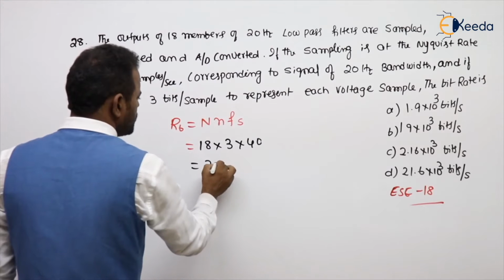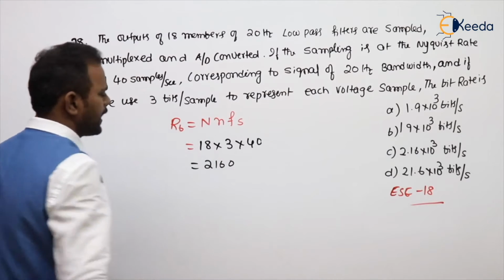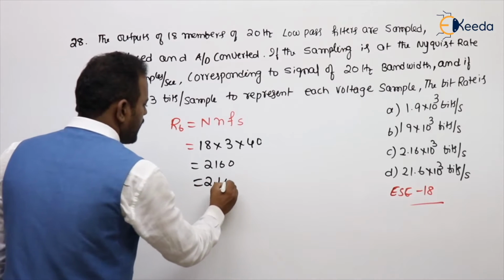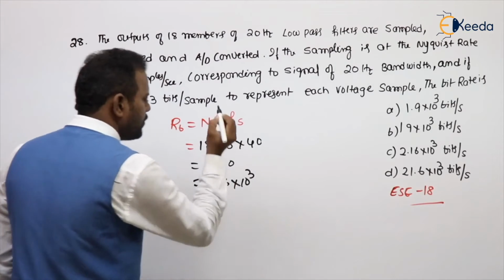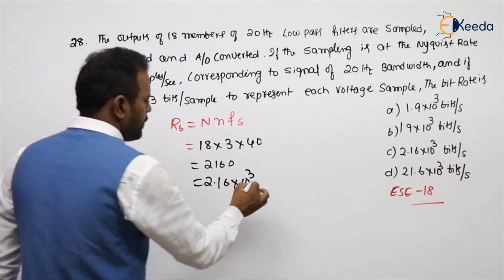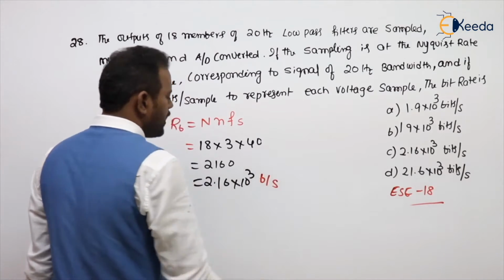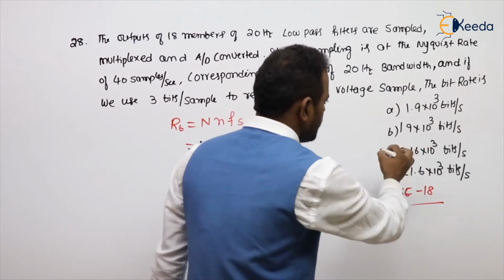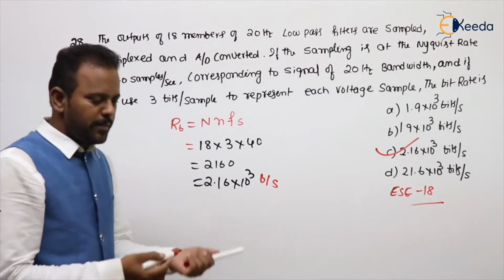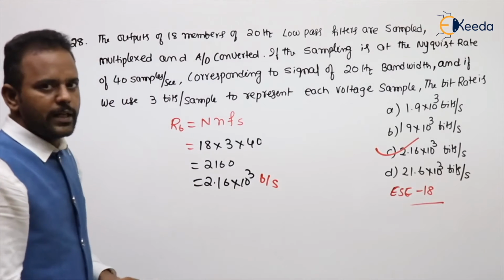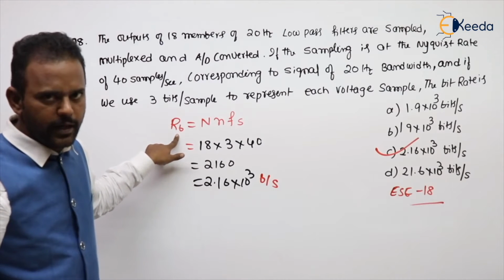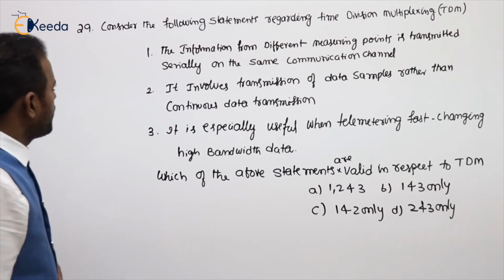Calculate, you will get 2160. If you see the options, you can write this as 2.16 into 10 cube. Anyhow, what is the unit for RB? Bits per second only. If you see the options, try to see, both are just a point difference. Don't make the mistake. So a simple question on TDM by calculation of RB. That's it. Clear? See the next problem.